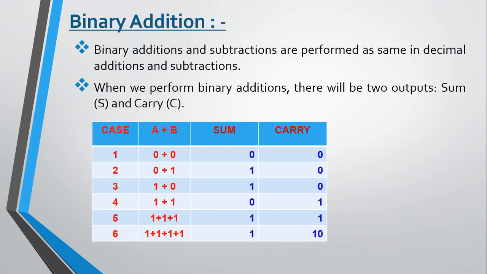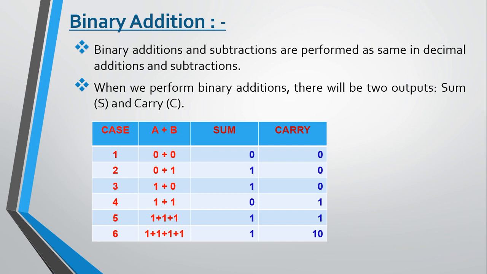Here is the rule of binary addition, right? Binary addition contains 2 outputs, sum and carry. Sum is represented by the variable S and carry is represented by the variable C. Here are the different cases which can occur while performing the addition. We have taken sum and carry as the output.